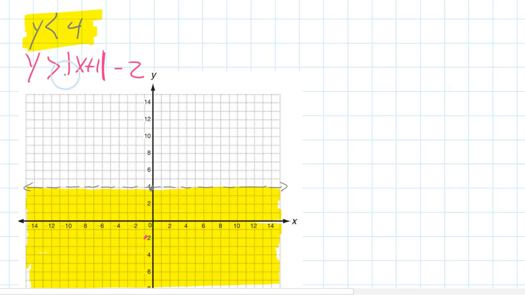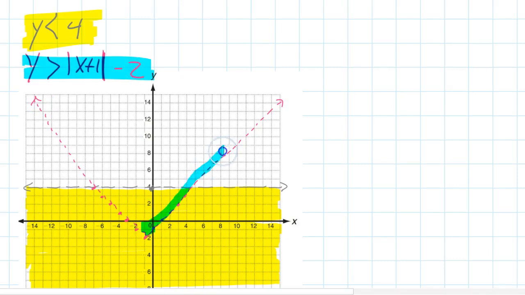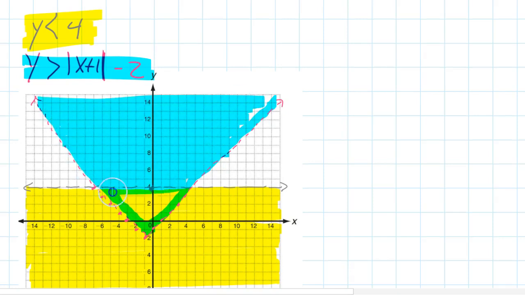Now, if there's no number in front, we simply go over 1, up 1, over 1, up 1 in both directions. Because there's no equal sign, we simply keep a dashed line. Now, the greater than symbol tells us to shade up. If I'm down here at negative 2, up is going this way. So everything in the shaded green area is part of my solution.